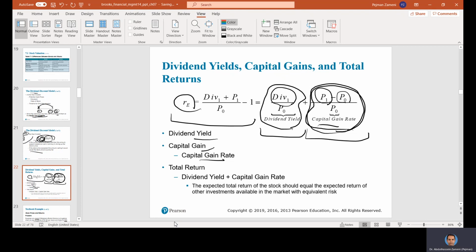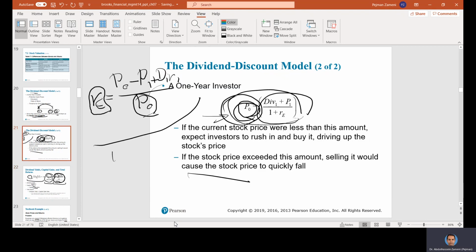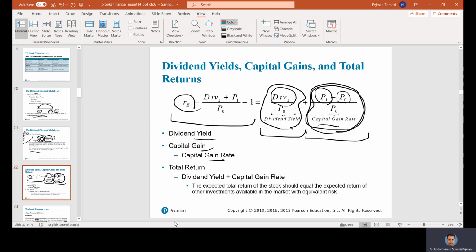Okay, if you just remember this formula here, then we can divide it into two separate portions. Dividend plus P1 divided by P0 minus 1. We can just write it like that: Dividend 1 divided by P0, this part is called dividend yield, plus P1 minus P0 divided by P0, which is called capital growth rate. The first part is dividend yield and the second is capital growth rate.